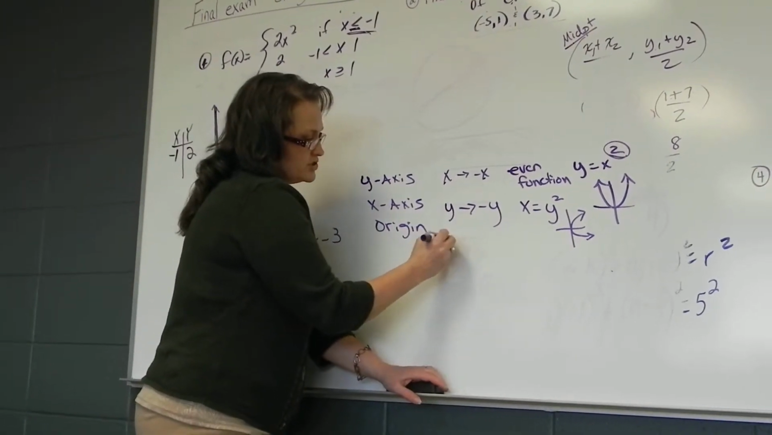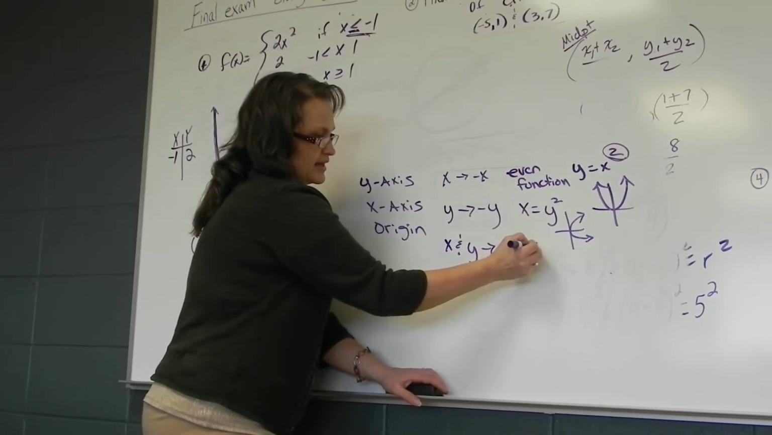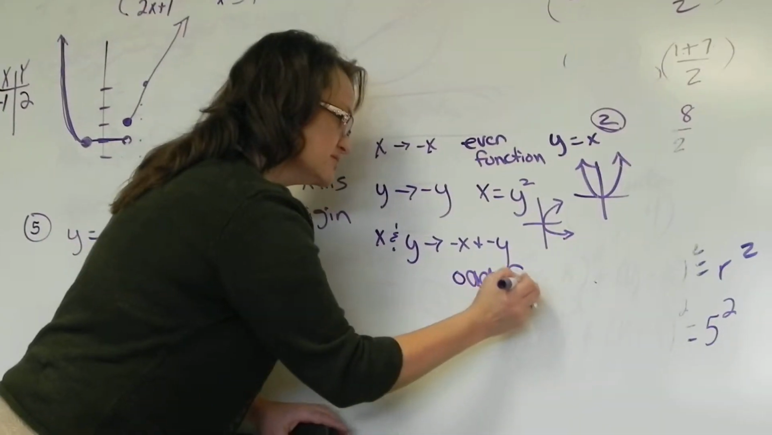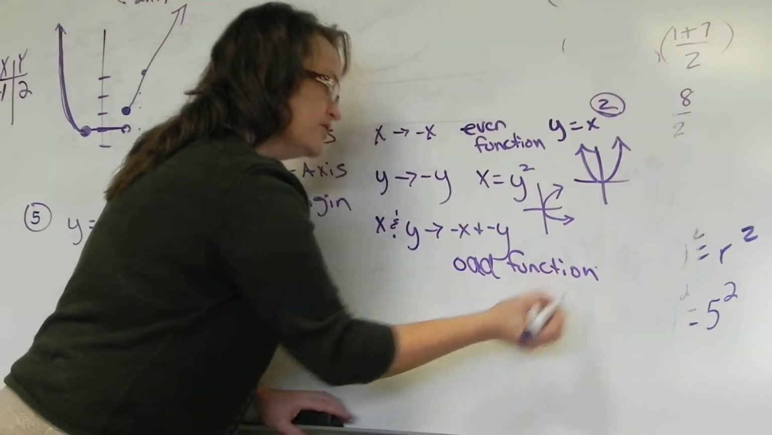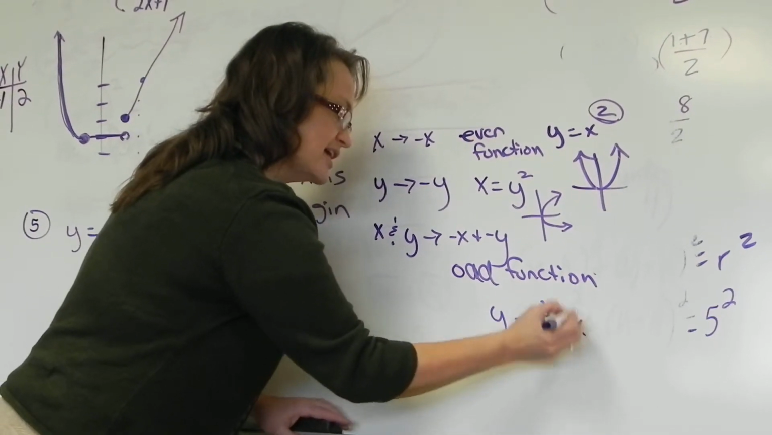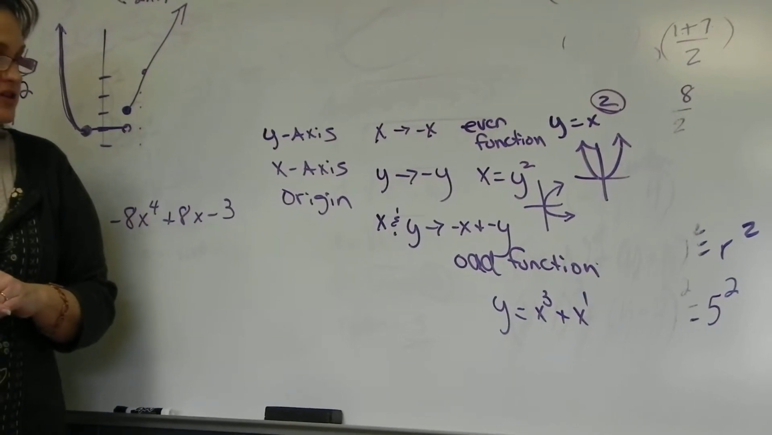Origin symmetry is if you can change x and y to negative x and negative y. And those are usually odd functions. So if all the exponents are odd, like y equals x cubed plus x to the 1st, that would be an odd function, and it would be symmetric with the origin.